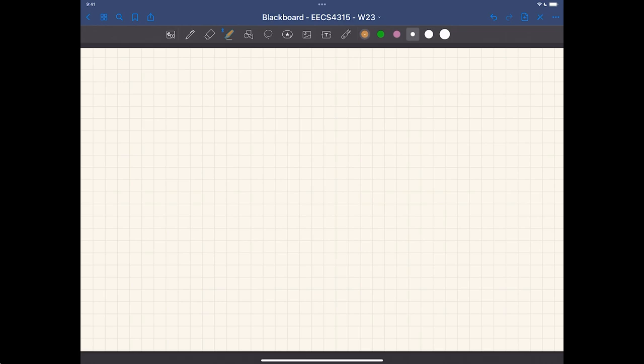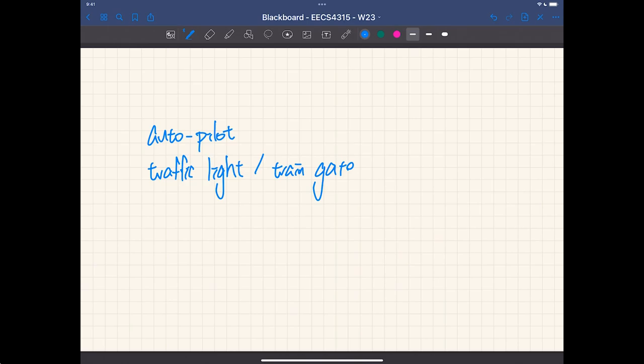Autopilot. Absolutely. I agree. That one is obvious because if that fails, you crash, right? Traffic light system. And I will add something very relevant, train gates. Those gates will actually lower or go up. Yes. Airbag. Absolutely. You guys are good.